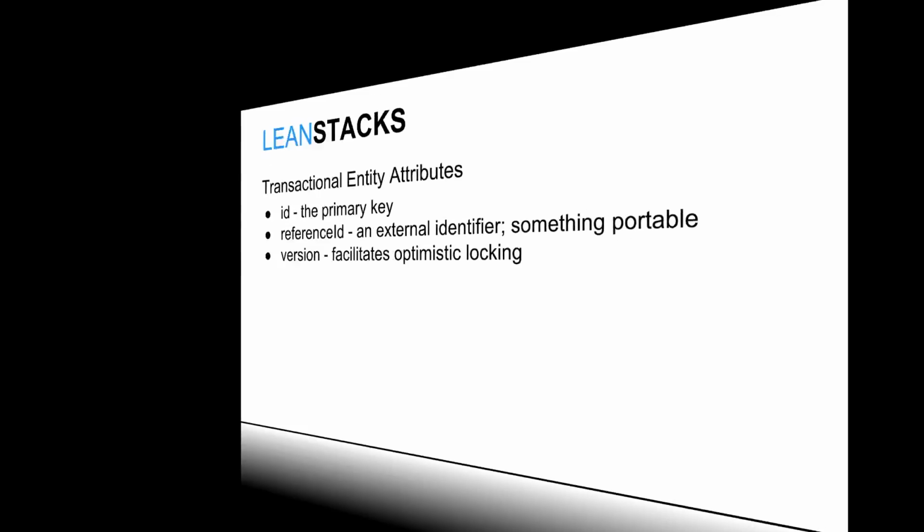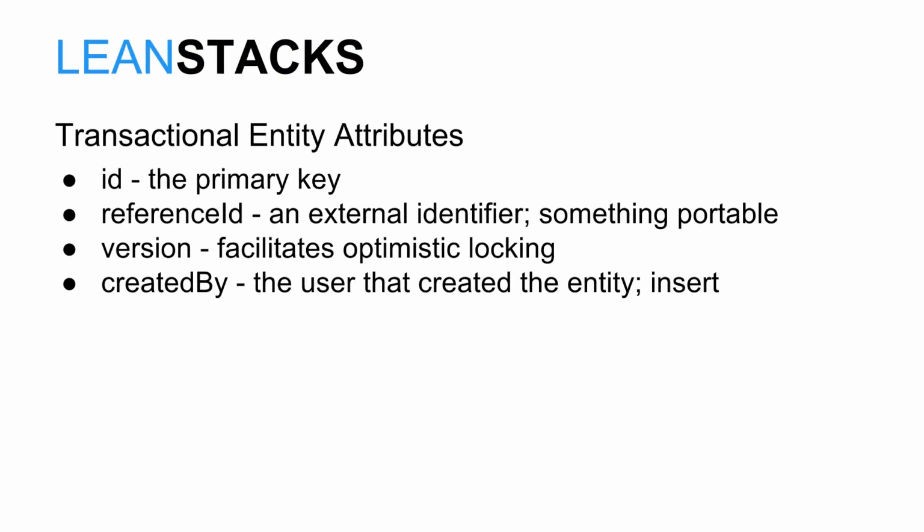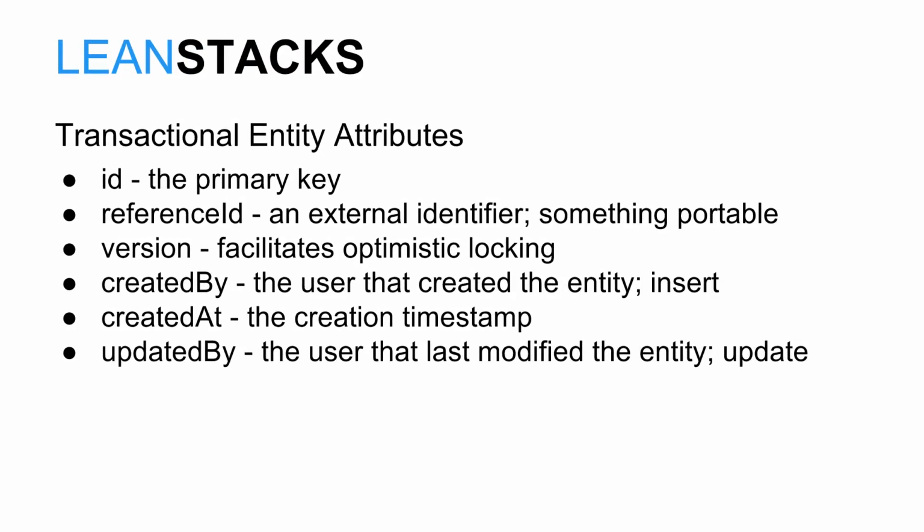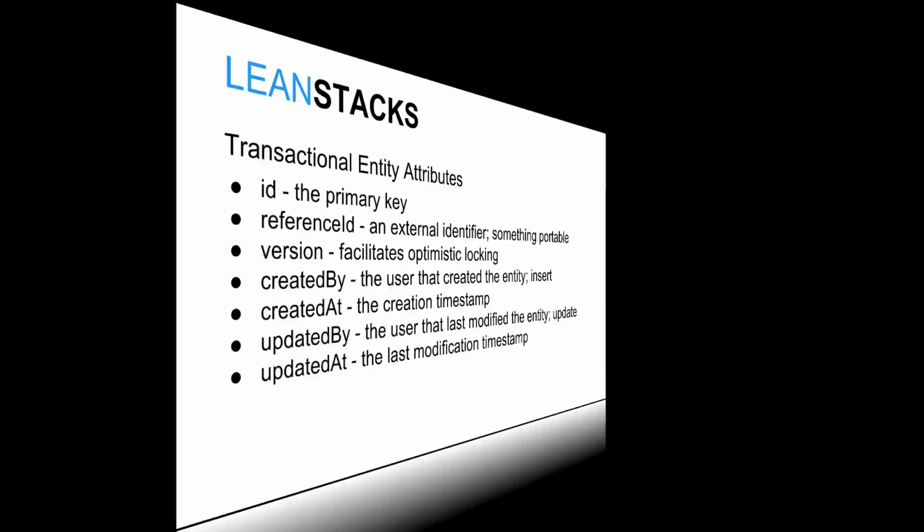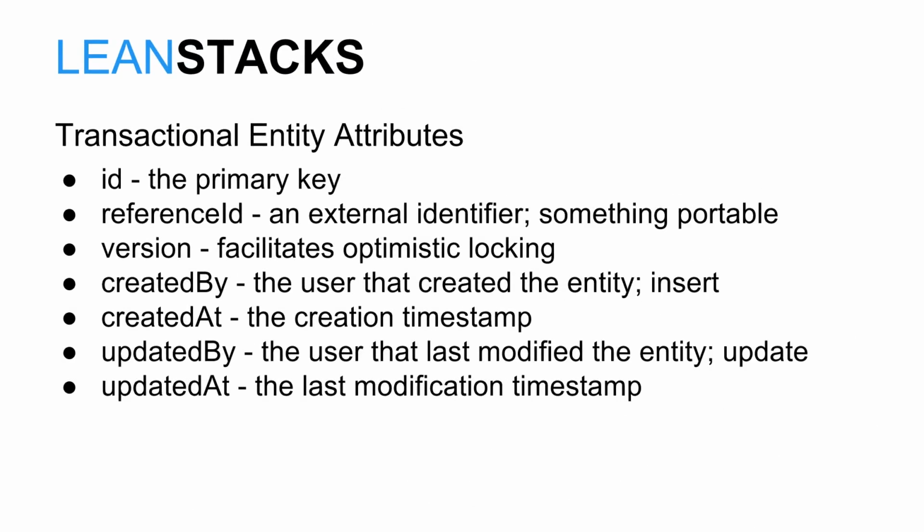The version attribute is used by the database to perform optimistic row locking and prevent data loss due to concurrent updates. The remaining four columns provide audit information. The created by and created at attributes indicate who created the entity and when. The updated by and updated at attributes indicate who last modified the entity and when.